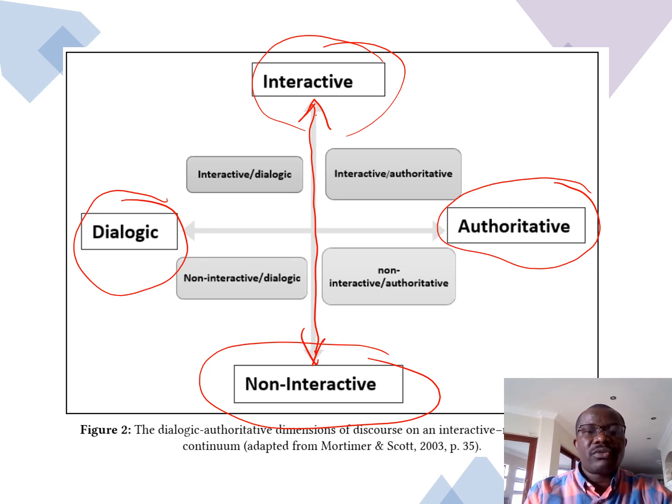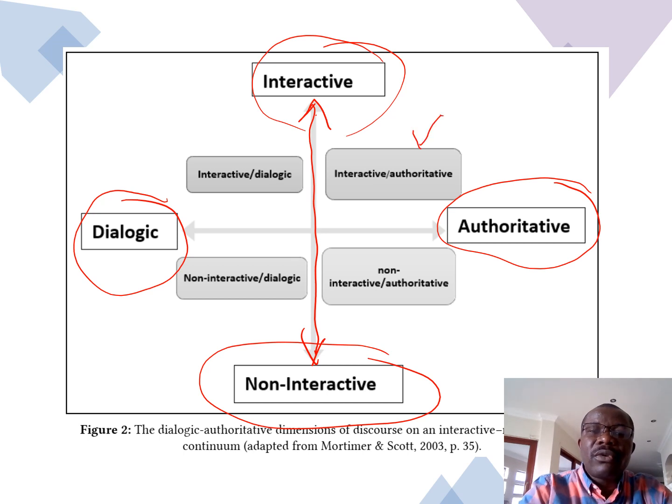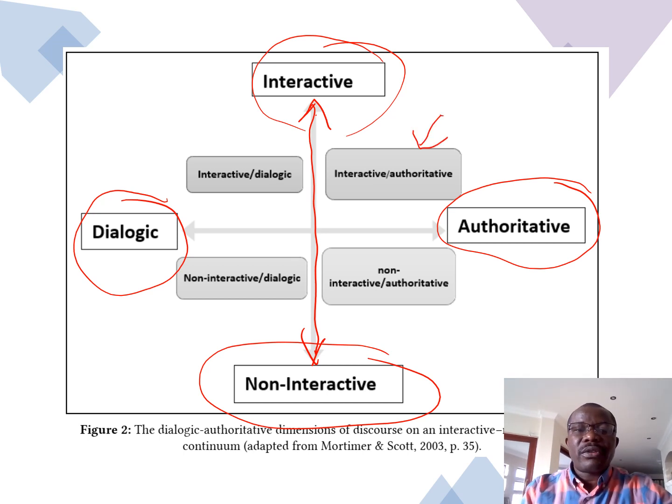And the first being the interactive dialogic. So that will mean a situation where a lot of viewpoints are brought in and people are involved, both the teacher and the learners. And in this other quadrant, you have the interactive authoritative. So the class is very interactive. Everyone is talking, a lot of people are talking, but there is a focus. There's one viewpoint that is being adhered to or being taken by the teacher.